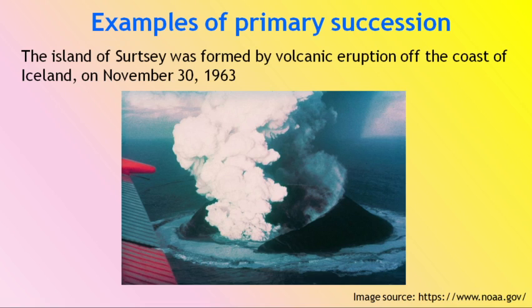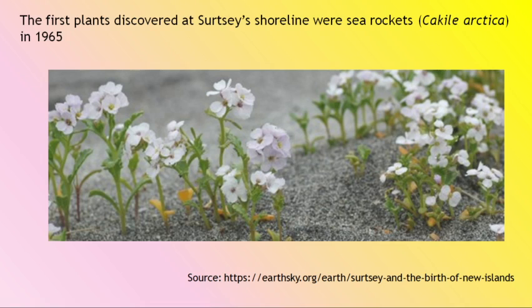The island of Surtsey was formed by volcanic eruption off the coast of Iceland on November 30th, 1963. This volcanic eruption took place in 1963. It lasted for near about 4 years. And the first plants discovered at Surtsey's shoreline were sea rockets. You can see the picture of these sea rockets. They were first discovered in 1965.